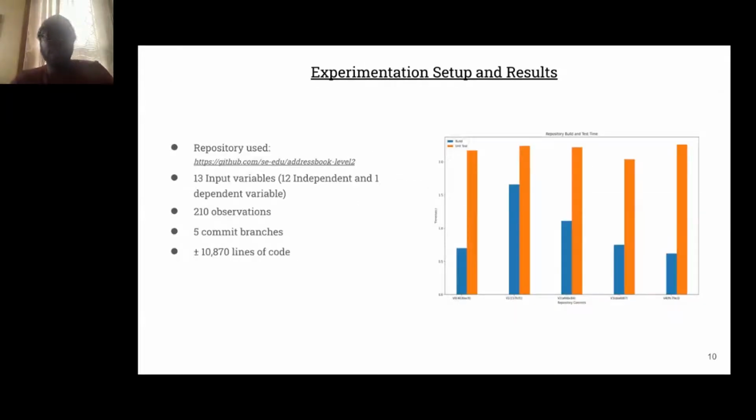The experimentation setup and result. The data used in our experiment consists of 13 input variables, 12 independent and 1 dependent variable, 210 observations, 5 committed branches, and over 10,000 lines of code.